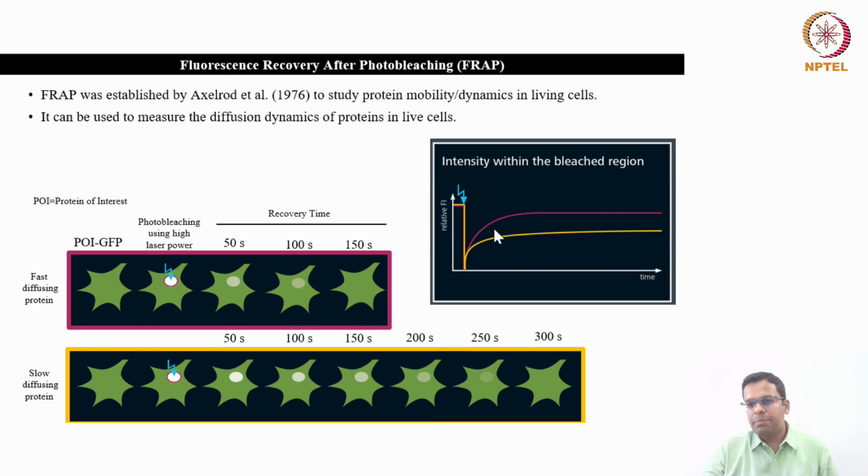So by looking at the pattern of this curve and the recovery, you can say that this protein is highly diffusive in nature, whereas this protein, which is shown by the orange line, is relatively slow in diffusion compared to the protein which is shown by the maroon color. So using this FRAP experiment, you can get to know about the diffusive property of the proteins, how dynamic they are in the cell, in the live cells, you can measure that.